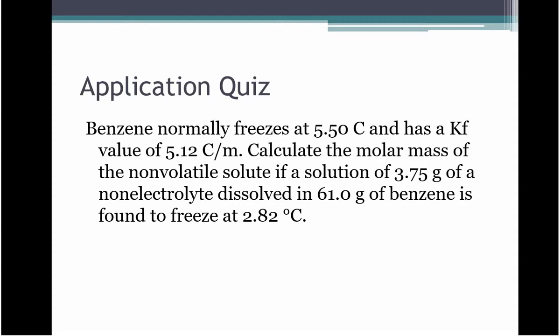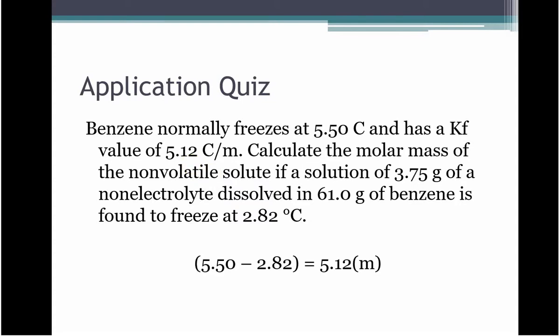a new freezing point is 2.82. Now if you look at the equation, delta T equals Kf times m, you can't have a negative molality. You can have 0, but you can't have negative, which means when we set up this delta T, we need to make sure that it comes out to be positive. So we're going to have 5.5 and 2.82. We're just going to set it up so it gives us a positive number. And we can also plug in the K value because it's given as 5.12. And so now we have this much information.